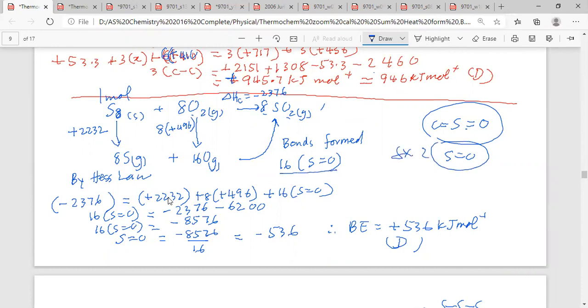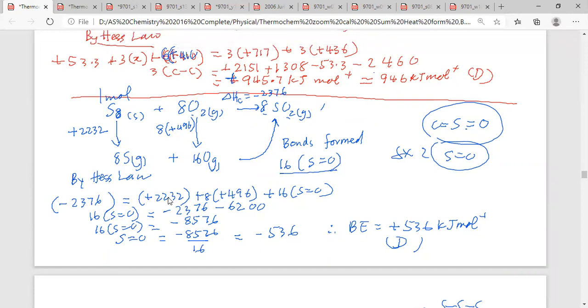Okay, so quite simple. Hess's law, right? Now this bond formed, right? You put reverse. I put red color. If reverse, I see. Where's the red color? Ayo, sorry.